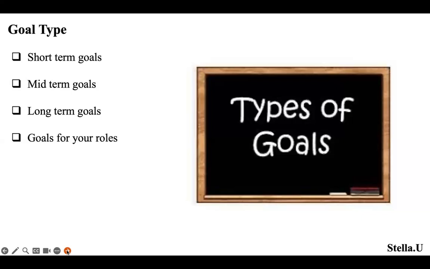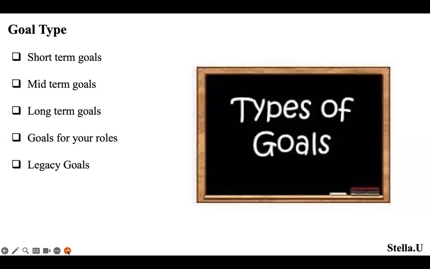For every role that you're going to undertake, you need to set goals for those roles. And then something else that I think is very significant to mention is legacy goals. What do I mean by legacy goals? Legacy goals for me means, what do you want to be remembered for? What do you want to be known for? If you're going to sum up the total of your life, what is going to be said about you?